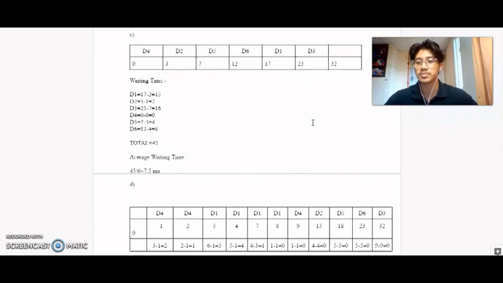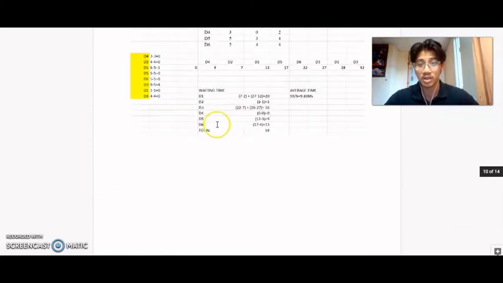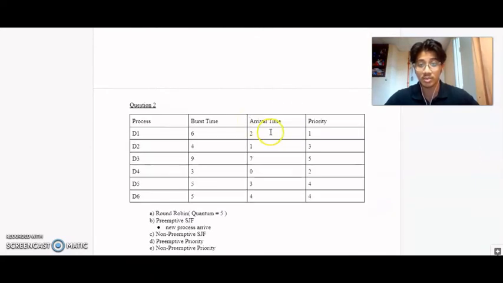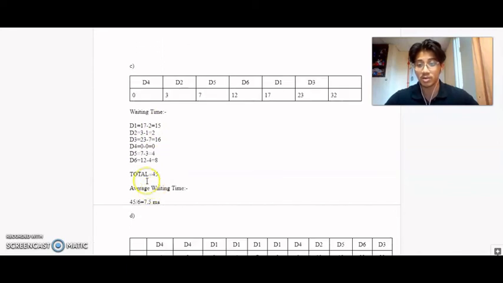For the waiting time, the calculation is simply the same: you take the process arrival time minus the supposed time of their arrival. As you can see here, D1 arrives at the time of 17, and supposedly it needs to be in the table at the time of 2. So we minus that, and then we get the numbers. After we finish the calculation, we are going to divide by 6 to get the average waiting time. So that's all from me.